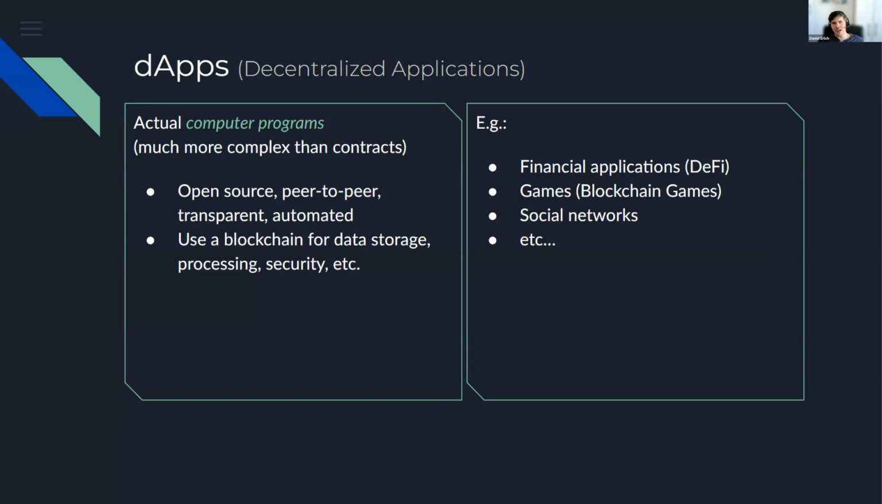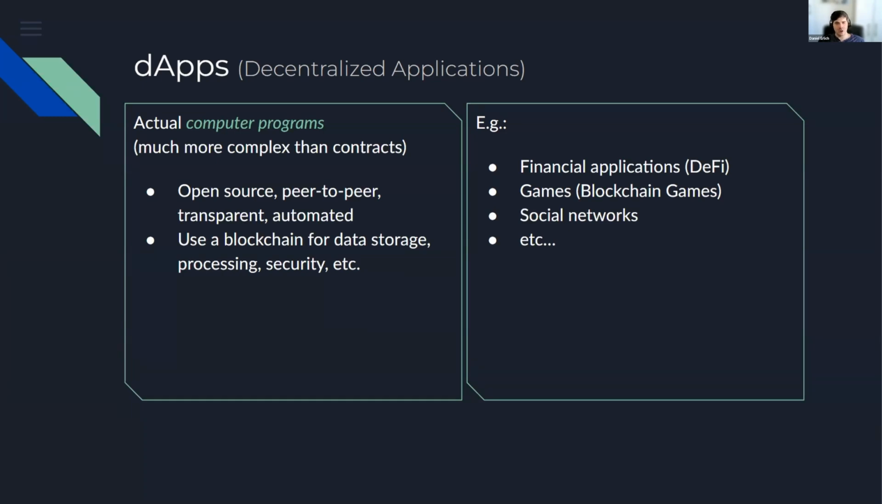After NFTs, we have dApps or decentralized applications. These are similar to smart contracts, but they're much more complex. They're actual computer programs, really. They're not just a set of instructions, although computer code is a set of instructions. So there's some gray space there, but they wouldn't be described as contracts. They'd be described as software, as programs.